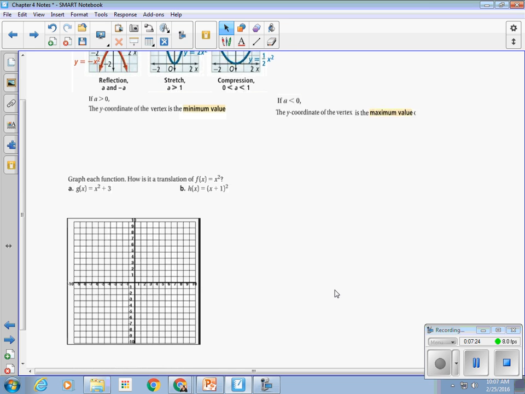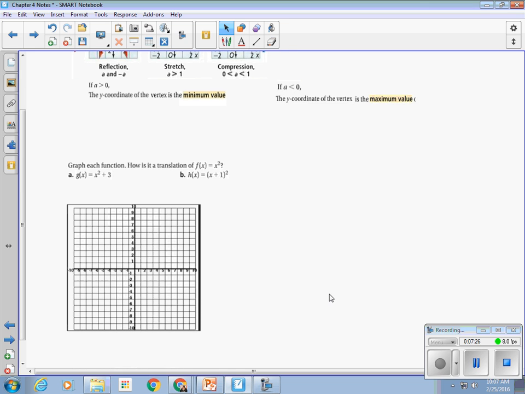Okay, so we're going to graph a couple of functions here and see how it is a translation of our parent function. When we add 3 to our parent function, what does it do to our parent function? So I'm going to put the parent function in red, so that you guys can see how we move stuff around.